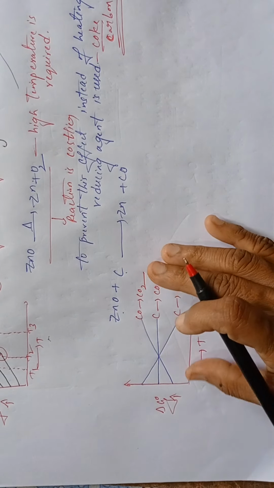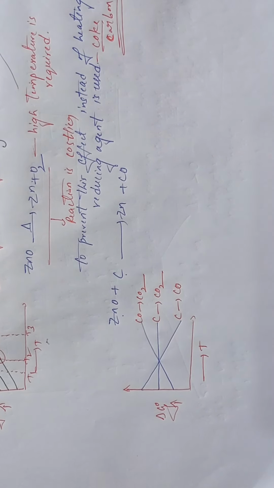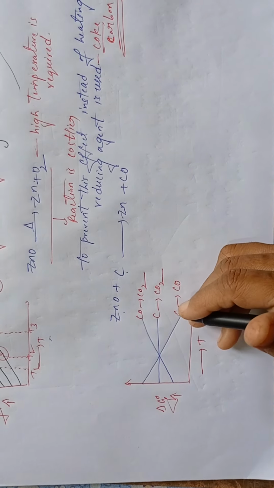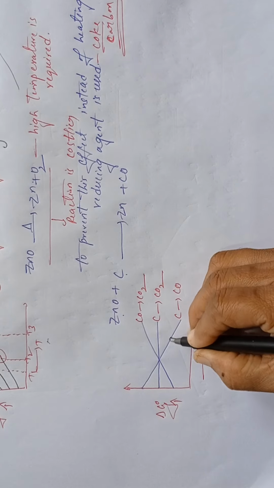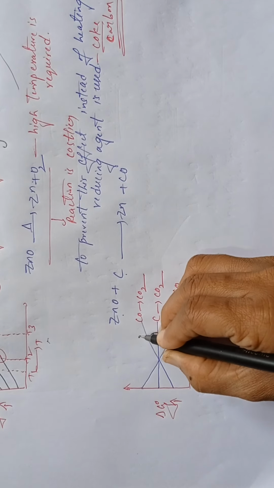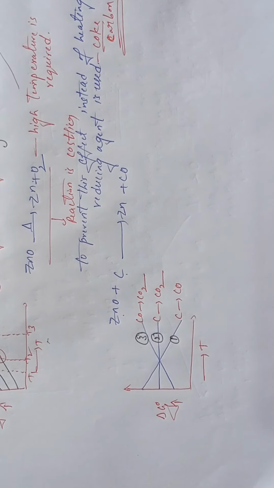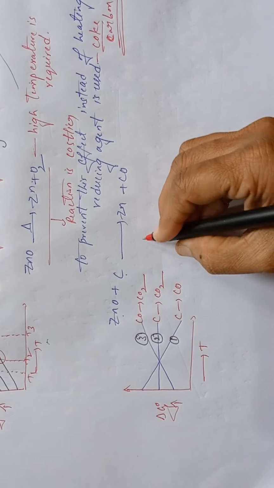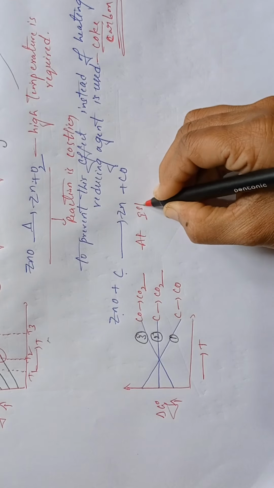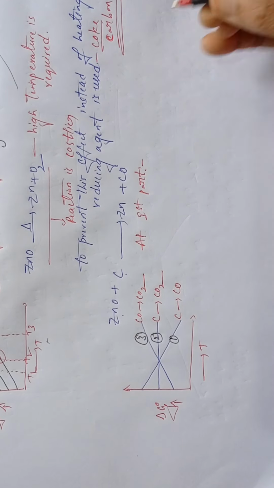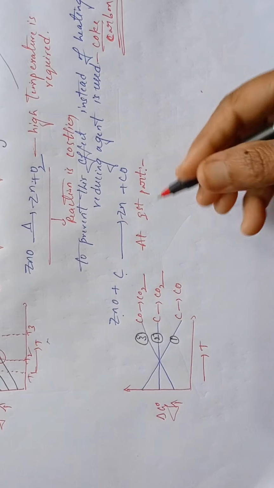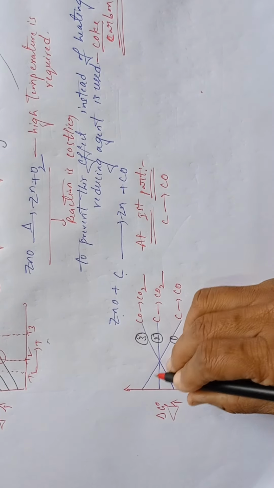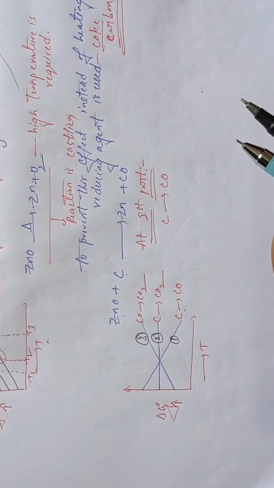Now I'm going to discuss these graphs, students. So I'm giving the numbering. This is the first equation, this is the second equation, this is the third equation. Now at the first part, students, C gives rise to CO is the reaction. First line, first equation, C gives rise to CO.